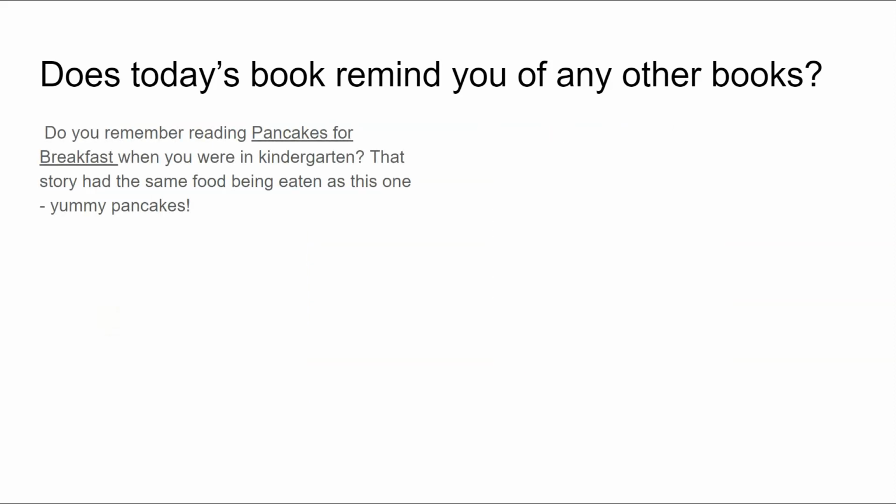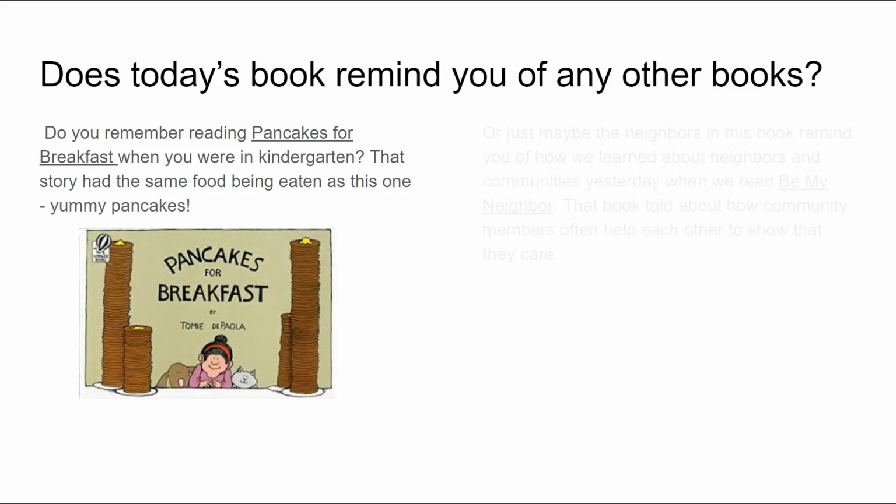Do you remember reading Pancakes for Breakfast when you were in kindergarten? That story had the same food being eaten as this one, yummy pancakes.